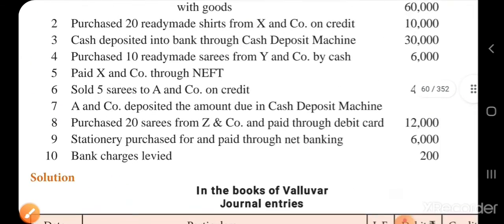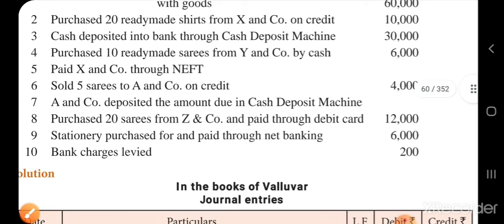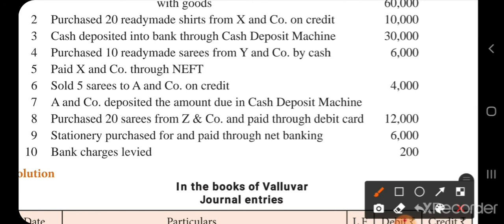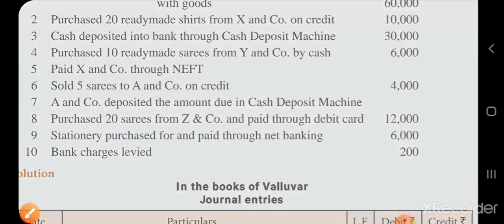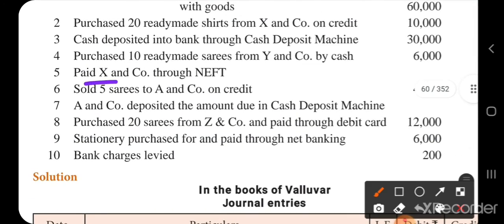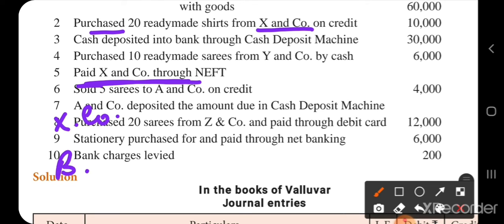The next transaction, paid XN company through NEFT. Okay, so you have already purchased goods from XN company. Now you are making the payment through NEFT. So what are the accounts involved? XN company account and bank account. XN company is a personal account, bank is also a personal account.